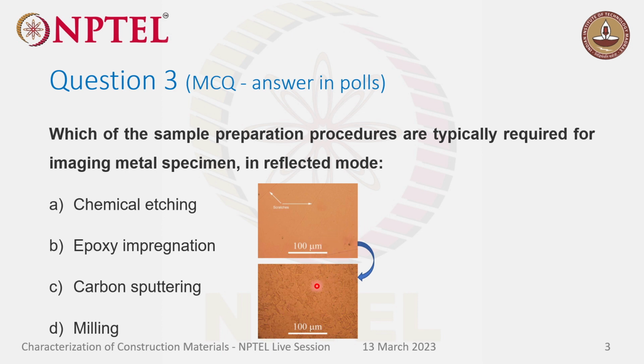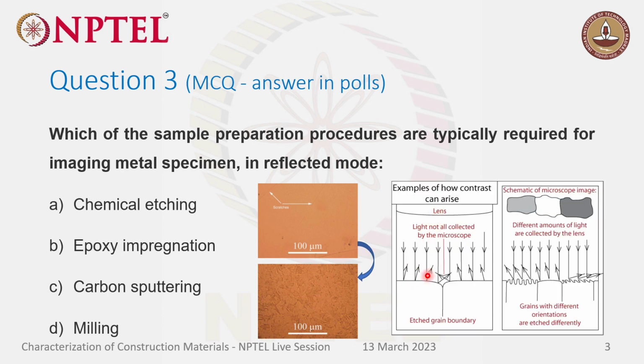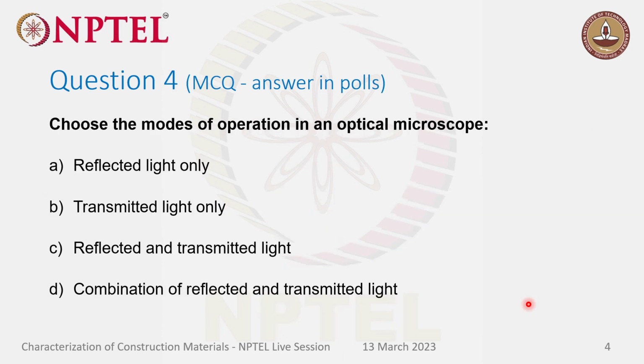So in that case, the reflection from each of these phases after etching will be different. If it's the same phase, we could see there is not much difference. But if different phases are there, after etching we could see different grain boundaries. So we could see a difference in the reflected beams, right? So in this case, the answer is chemical etching. So now let's move to the next question.